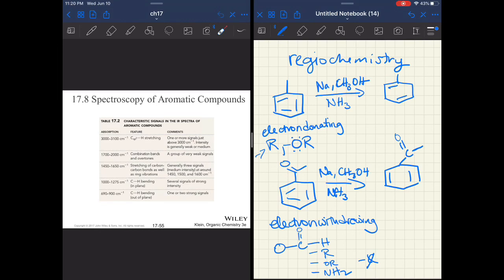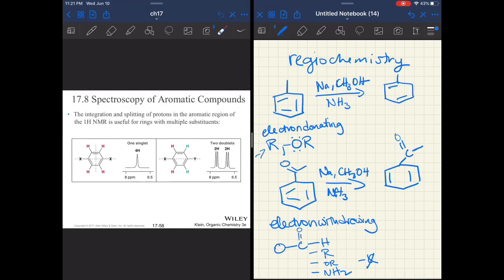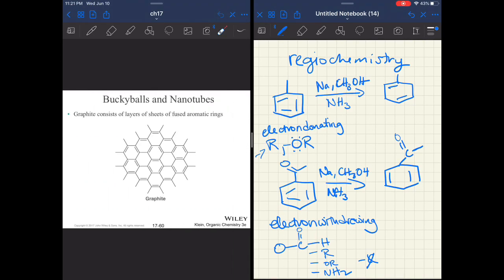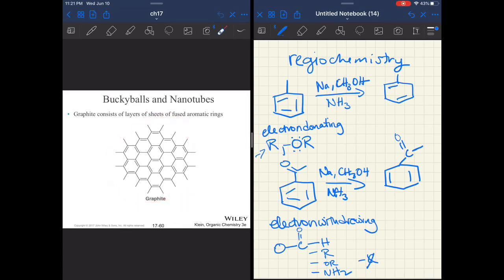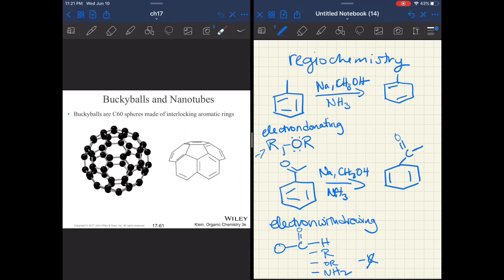Now, I do want to point this out. At the end of a lot of our chapters, there will be another section on spectroscopy. We have covered what we are going to cover on spectroscopy. I am not going to ask you any more spectroscopy questions until the final. So I will typically just skip these sections. We've talked about what we were going to talk about. It's just a little fun information about aromatic chemistry and nanotechnology. We're not going to cover that, but if you love organic, this is a fun little topic towards the end of chapter 17.